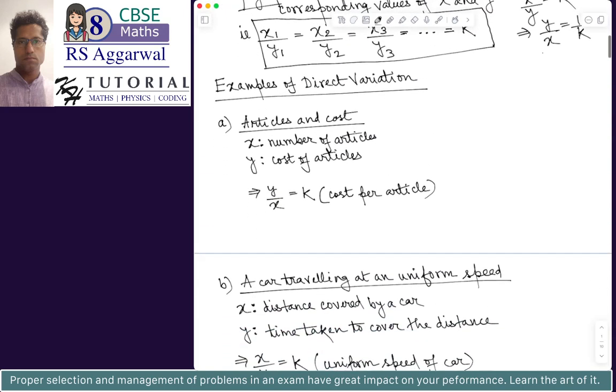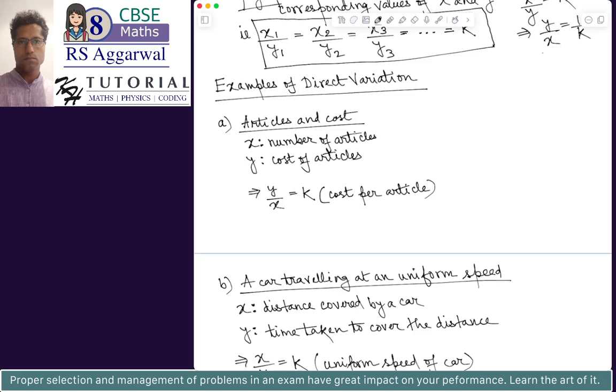Okay. So the first one is articles and cost. So you purchase articles from a shop or from online. So an article has a cost. So if you consider the quantities x and y such that x is the number of articles and y is the cost of those number of articles, then definitely you will see that y by x is a constant.